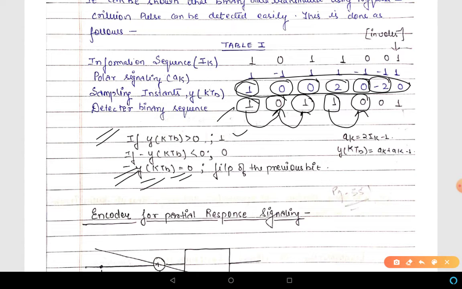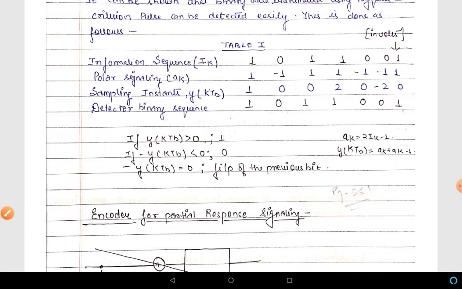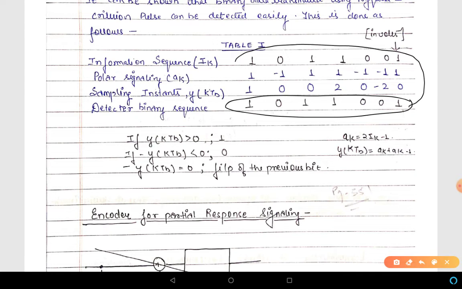Then I have minus 2, sample value minus 2, that is case 2. In that case I'll get 0 volt, and then I have my current sample value 0 volt, which means a case 3, which means my current detected bit would be just the reverse of the previous detected bit. So what I got from this decision rule is this, and this is exactly the same as this.